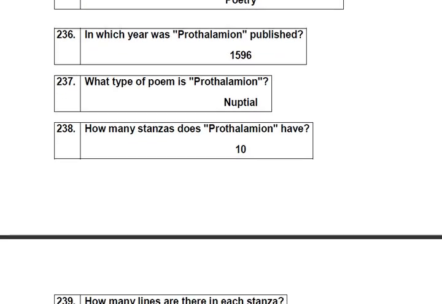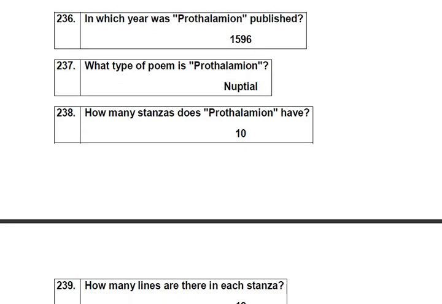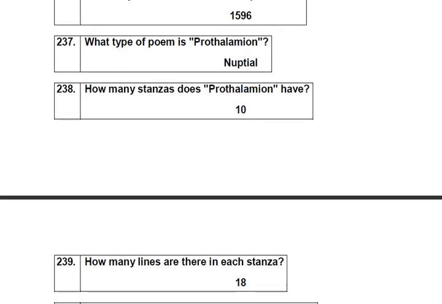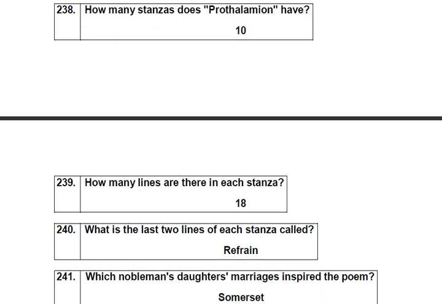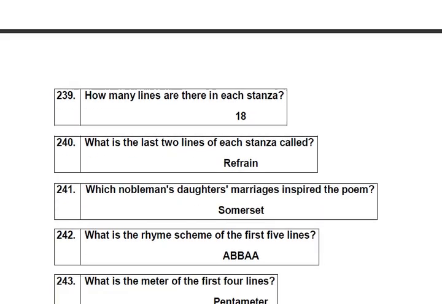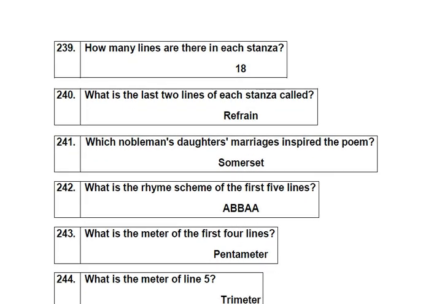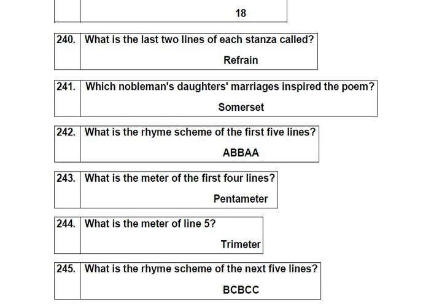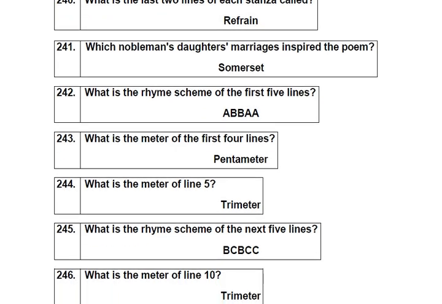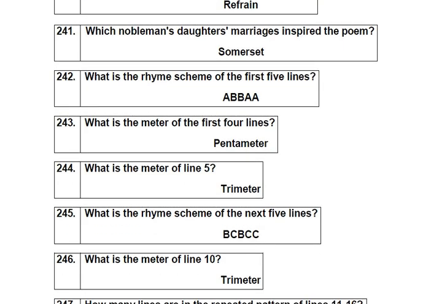In which year was Prothalamion published? 1596. What type of poem is Prothalamion? Nuptial. How many stanzas does Prothalamion have? 10 stanzas. How many lines are there in each stanza? 18. What are the last 2 lines of each stanza called? Refrain. Which nobleman's daughters' marriages inspired the poem? Somerset.